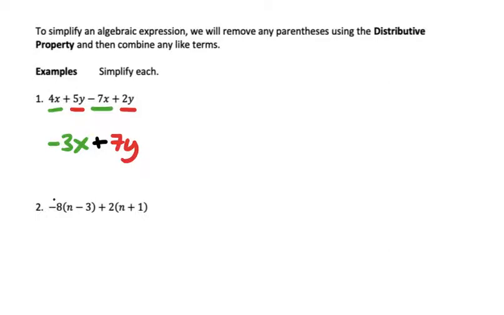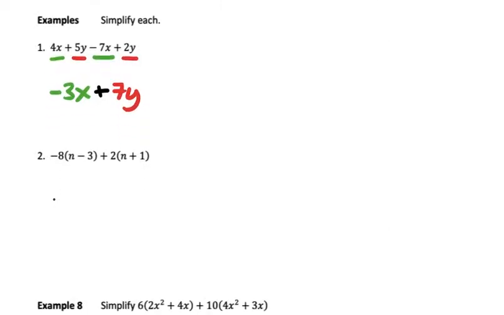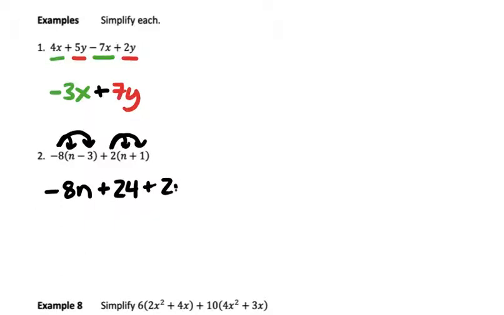For number 2, I have parentheses, so I need to distribute first. So distributing means I multiply each term in the parentheses by the number that's in front. So that gives us negative 8n. Negative 8 times negative 3 is going to be plus 24. Then I need to distribute this second set of parentheses as well. That will give me plus 2n and plus 2.